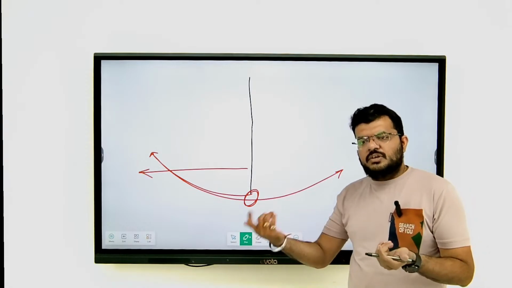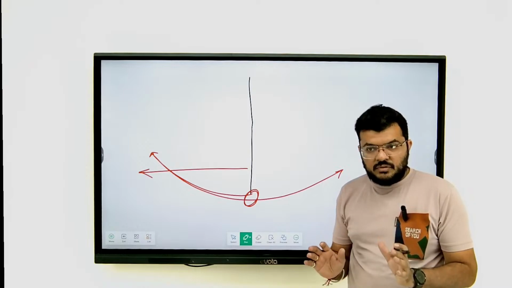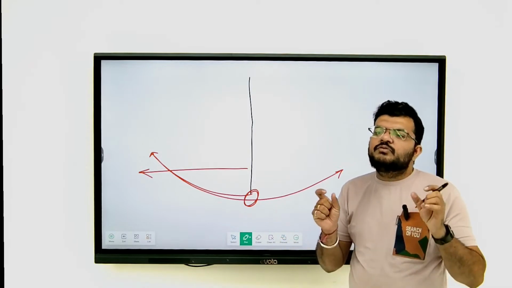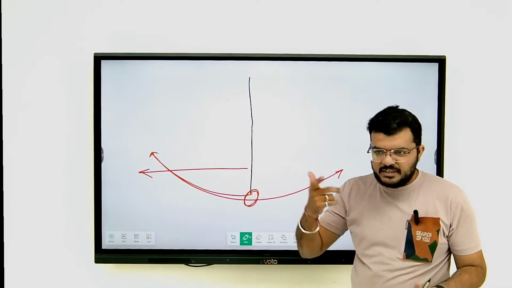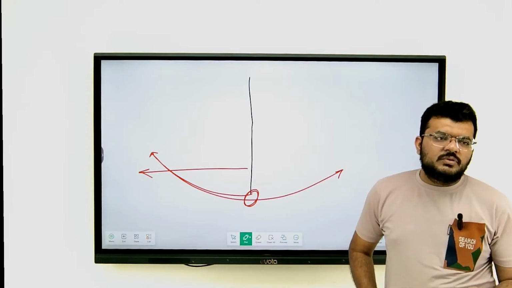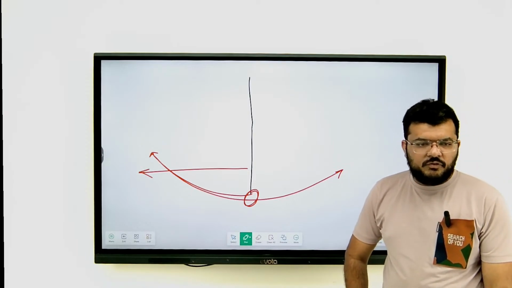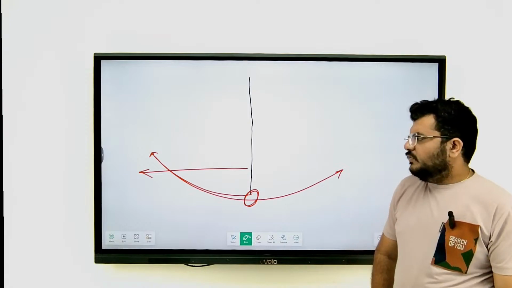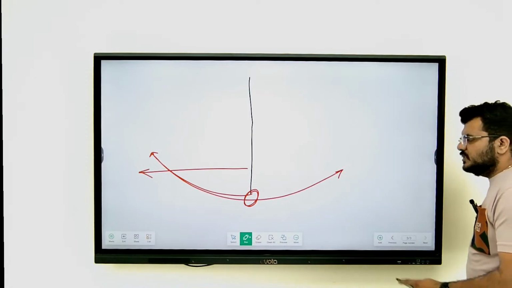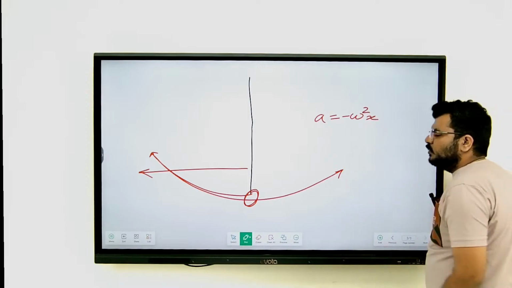If acceleration is not equal to zero, then equilibrium is not established. There is a force, right? There is a resultant force. If there is resultant force, what is that force in terms of oscillation? That force is restoring force, right? Because of this restoring force, what happens is basically this equation a is equal to minus omega square into x.